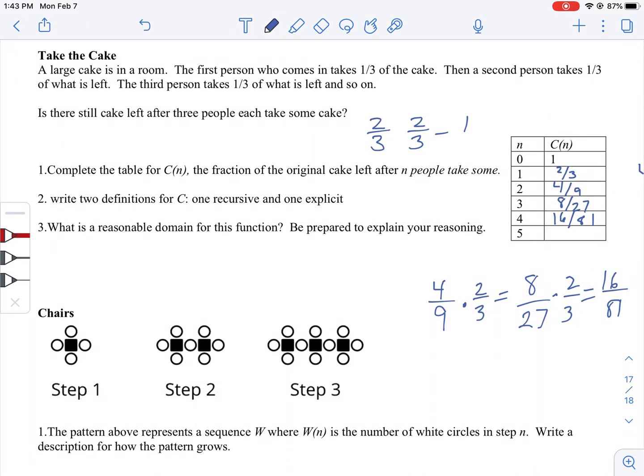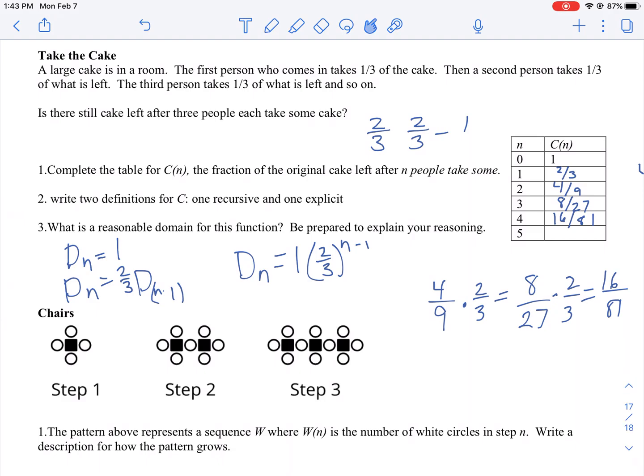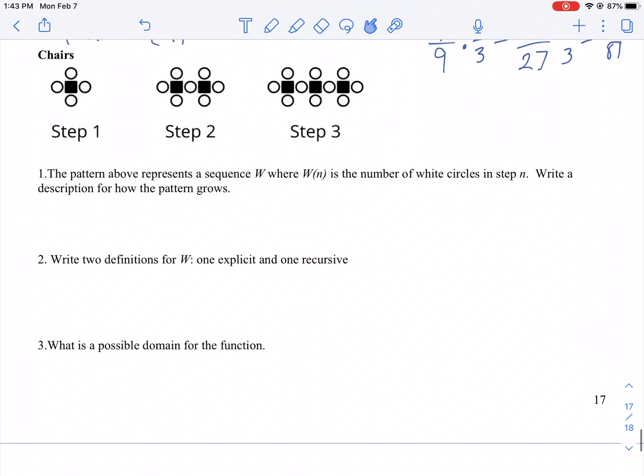Now we're asked to write 2 definitions, one recursive and one explicit. So our recursive would be, we start with 1, and what's left is 2/3 times the previous. Now our explicit, we could say we start with 1, then we keep multiplying by 2/3, n minus 1 times. What is a reasonable domain? Well, how long do you think we can keep that cake going for?